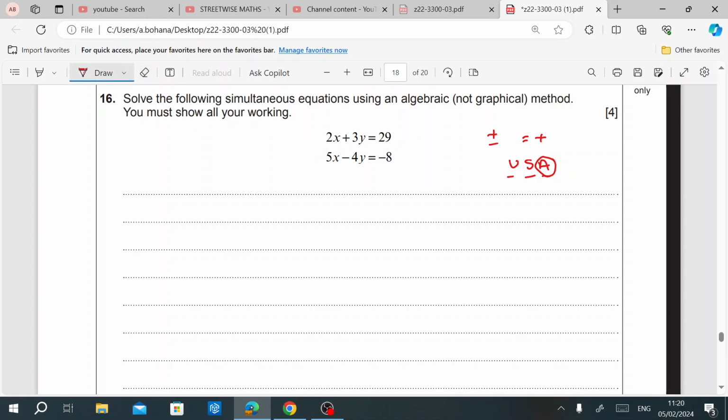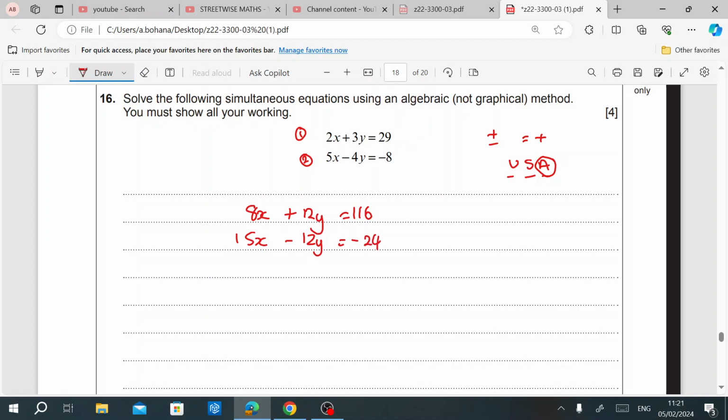You might see some teachers doing this 1 and 2. That's fine. If you want to do that, that's cool. But here we go. 4 times 2 is 8. 4 times 3 is 12. 4 times 29 is 116. Now do the same down here. 3 times 5 is 15x. 3 times that is minus 12y. 3 times is minus 24.